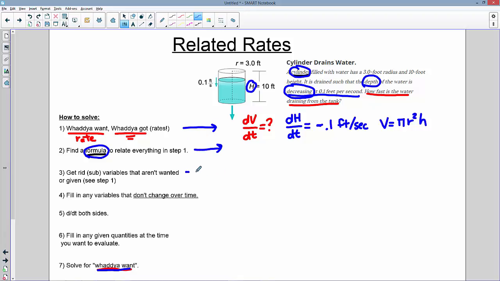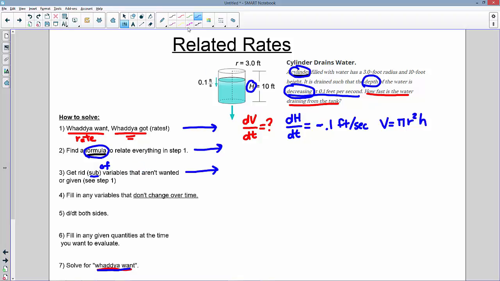And now step 3 is very important. It says get rid of, or substitute out, variables that aren't wanted or given. See step 1. So in other words, I don't want anything other than v and h in my formula. It's very important. I only want v and h. Any other variables I want to get rid of if I can.